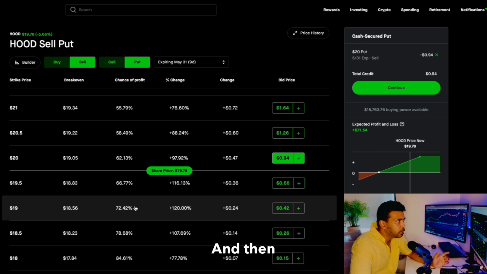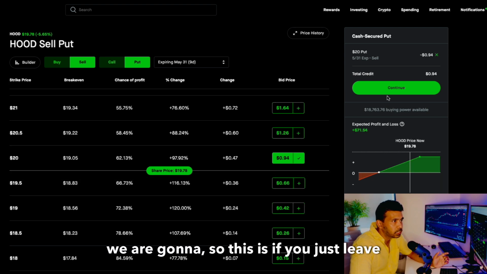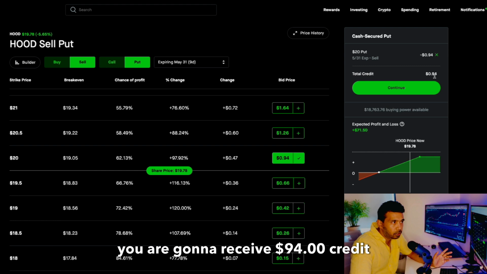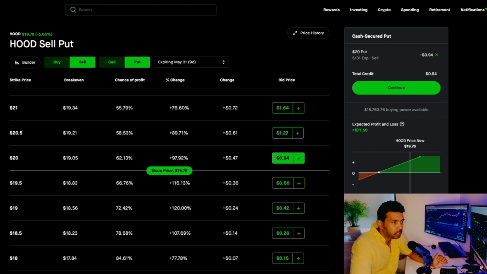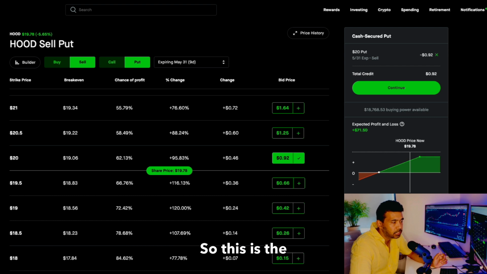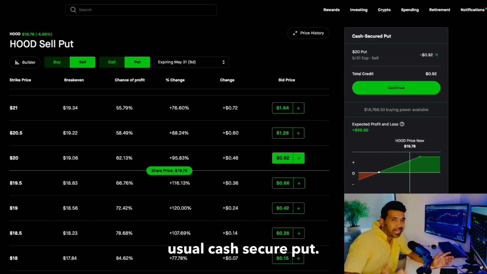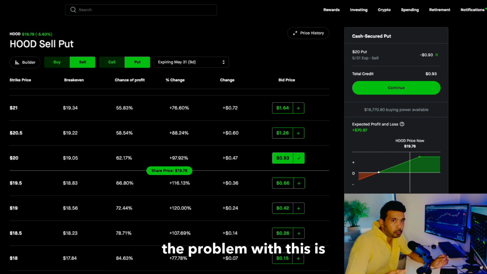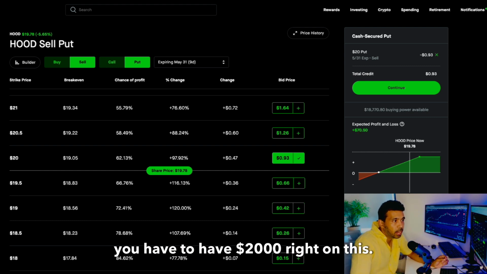If you just leave it at that, you're gonna receive a $94 credit, and you are basically putting $2,000 at risk, right? So this is the usual cash secured put, and this is a pretty straightforward strategy. But the problem with this is you have to have $2,000 on this.